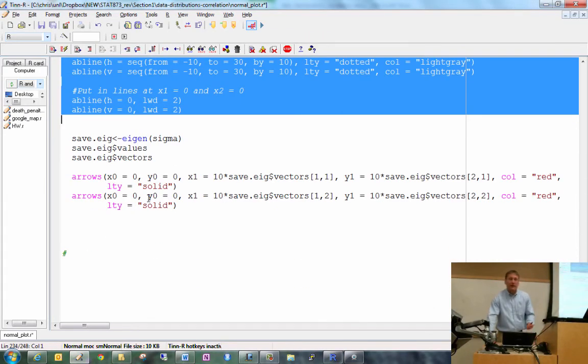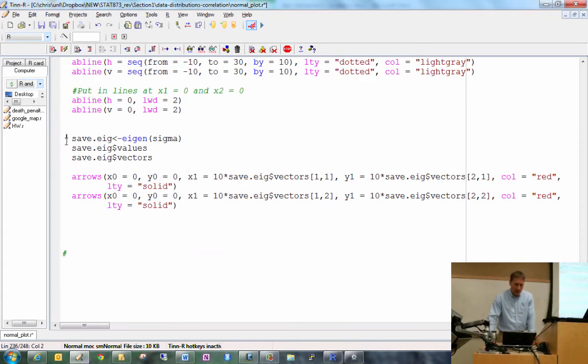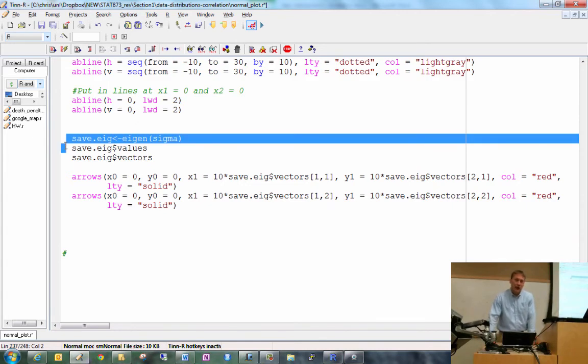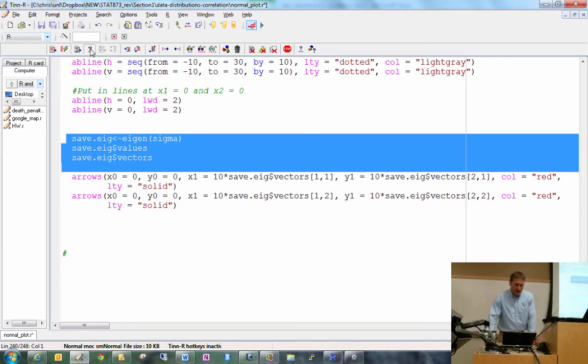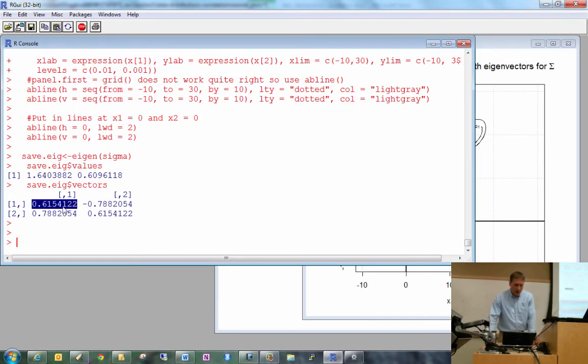First of all, though, I need to find the eigenvectors. If you remember, there was a function called eigen that allows me to find the eigenvalues and the vectors. So let's take a look at the eigenvectors. Essentially, I want to plot this first vector with a length of 10. All I have to do is multiply each component by 10.